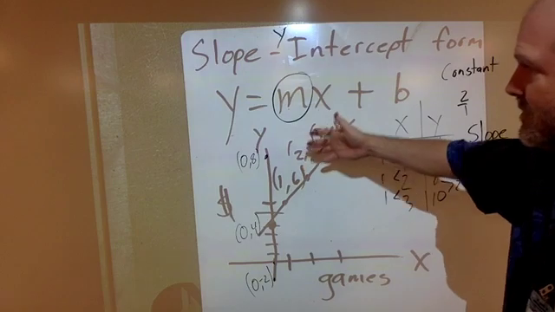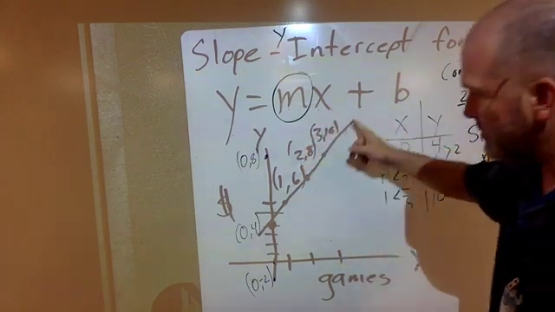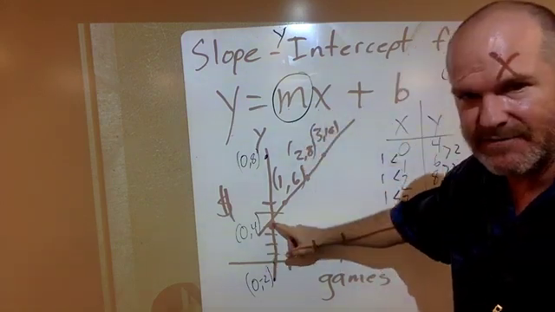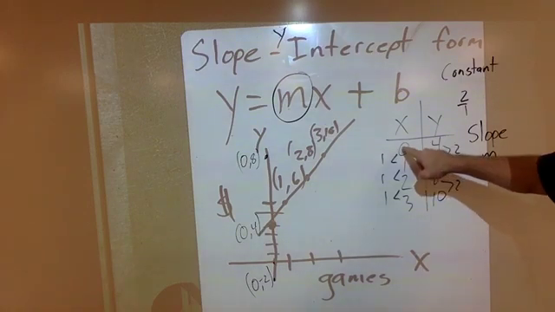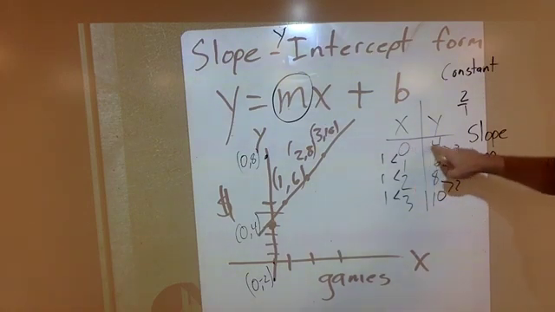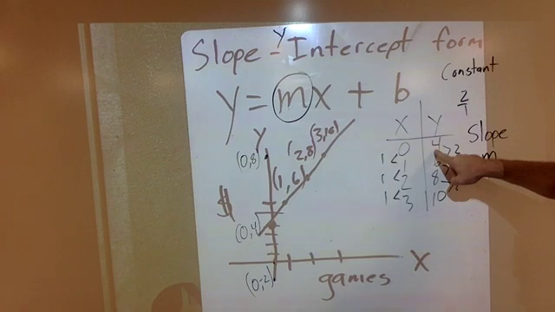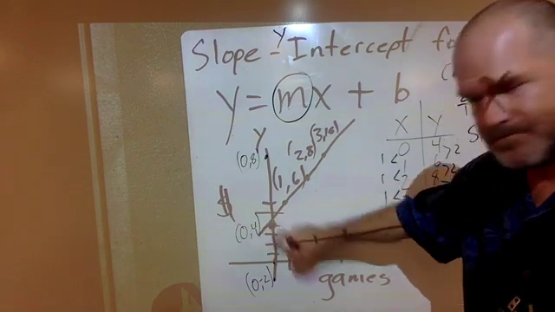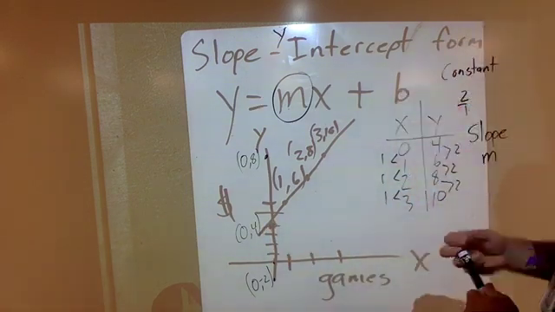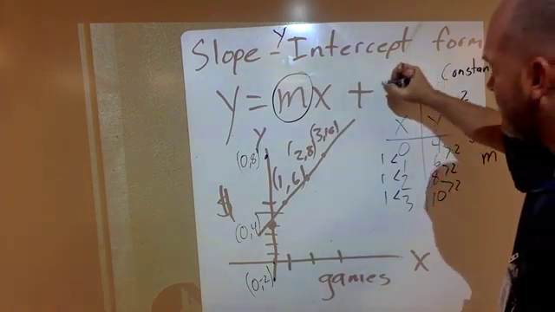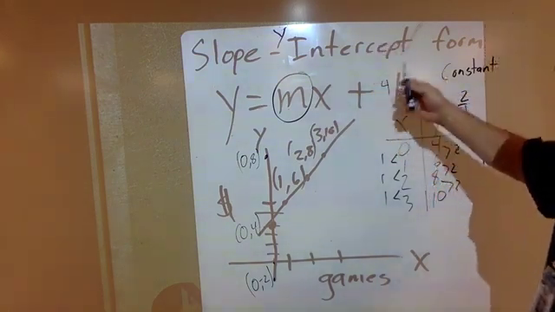So if you want to know what the y-intercept is, you just see where your line crosses the graph, or you look at your table, and wherever your 0 is in the x column, straight across from there is your y-intercept, 4. So B in this case was 4, the y-intercept. So that's where the name comes from.